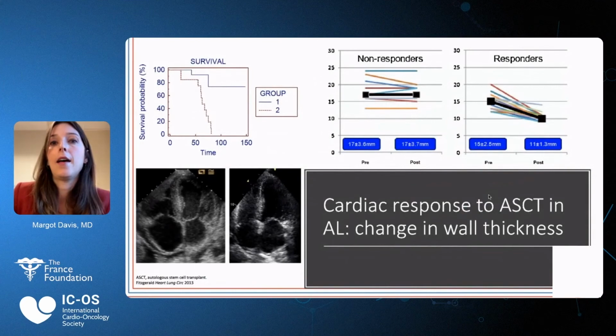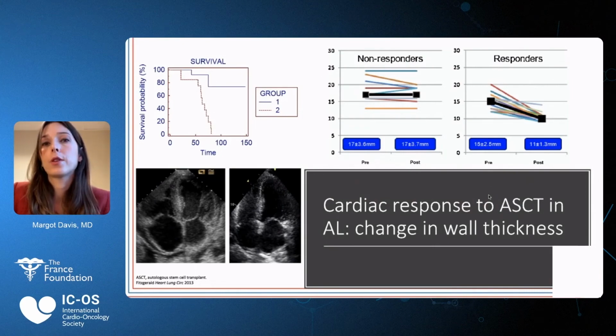There are some studies that have shown the utility of each of these modalities in doing this. I think echo, of course, is going to be the crudest one, but we have seen that patients with AL amyloidosis will have changes in their cardiac structure seen on echo as they undergo therapy. This is just one example of patients showing a reduction in their wall thickness after stem cell transplant in responders, but not in the non-responders, and that of course correlates with survival.